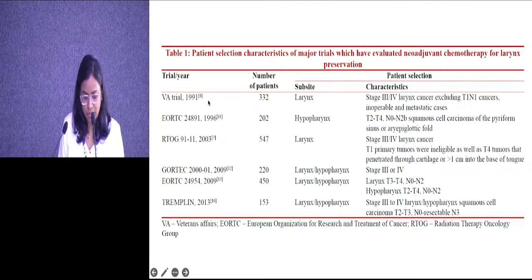The earliest was the Veterans Affairs Laryngeal Cancer Study Group trial, which included patients with laryngeal cancer, excluding the T1N1 disease. And this was one of the studies that actually showed that you can preserve the larynx without compromising survival. And then subsequently, this was again looked at in hypopharyngeal cancers, a similar study which looked at larynx or hypopharynx, where surgery versus neoadjuvant chemotherapy plus radiotherapy was compared. And then we had the RTOG 9111, which looked at chemoradiation versus neoadjuvant therapy followed by radiotherapy, and compared it with radiotherapy alone, looking at the value of chemotherapy in different sequencing to preserve the larynx.